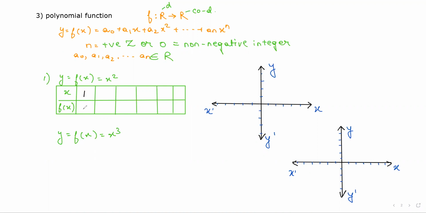So at x = 1, your y = 1, since 1 squared is 1. At x = 2, x squared is 4. At x = -2, x squared is 4. At x = -1, again 1, and at 0 you get 0. Similarly at 3 you get 9. At -3, you again get the same 9. If you plot these points, for 1 you're getting 1, for 2 you're getting 4. Similarly, for -1 you're getting 1 and for -2 you're getting 4. If you plot these, you should get something like this.